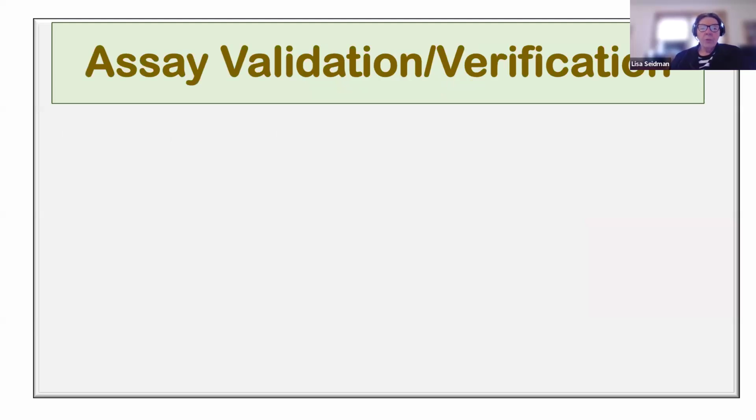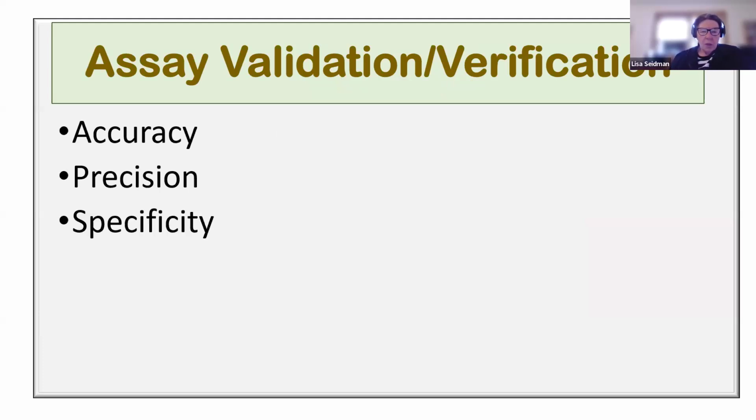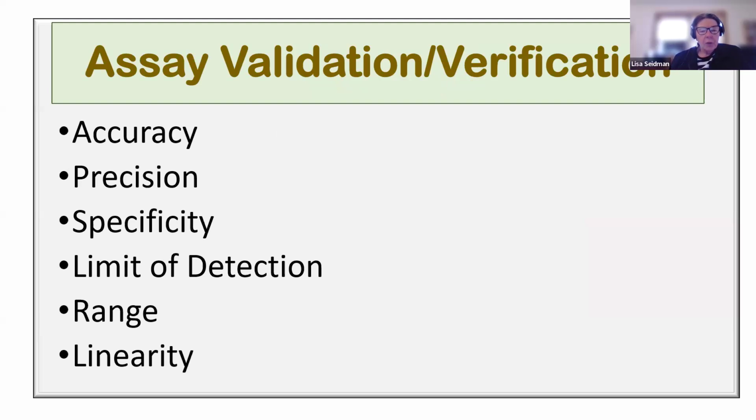So again, we have principles of assays that we can introduce. The whole idea of assay validation, or verifying that our assay works properly in our lab. Again, we have accuracy and precision, but we also have some other things. We have specificity. So does our COVID assay only react to the COVID virus, or might it react to flu? Well, that would be very bad. They are specific. Limit of detection, range, linearity. These are all concepts that are very important and we can get at with assays.